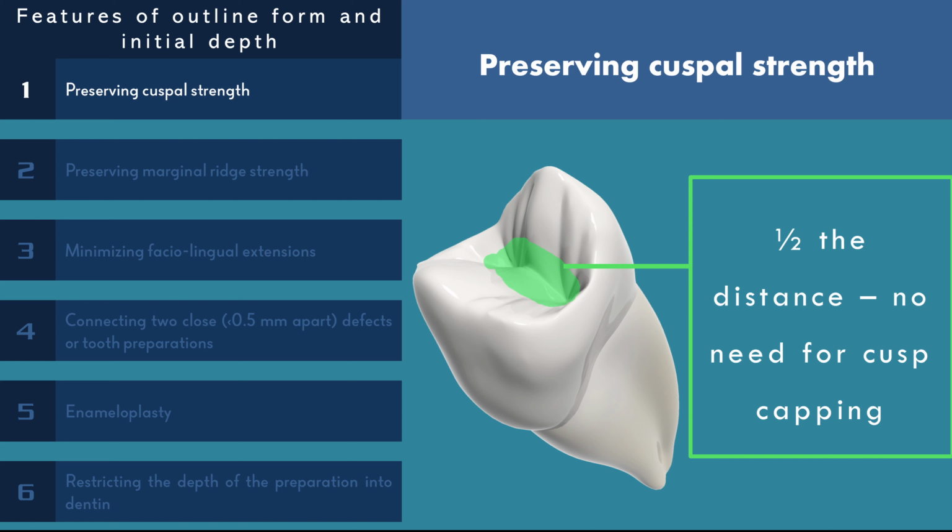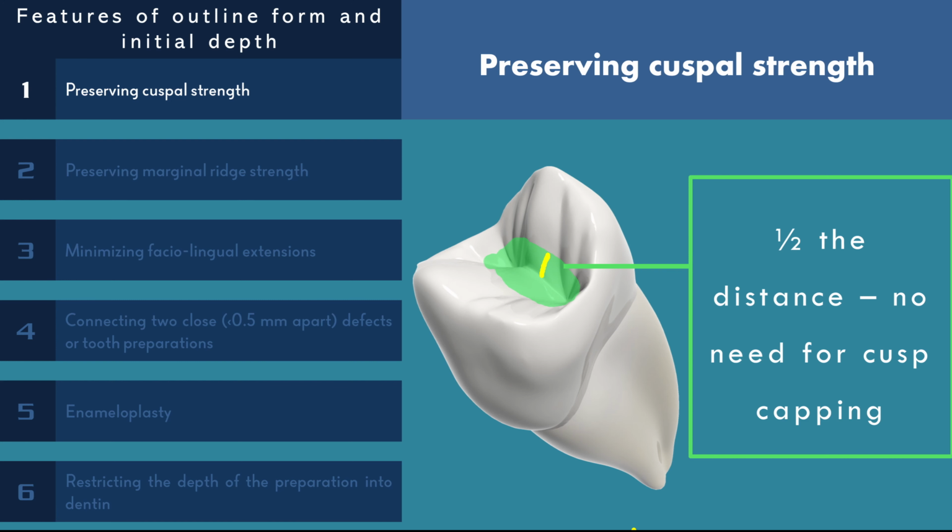So in this picture, we can see that there is a cavity extension which is less than half the distance from the central fissure towards the cusp tip. So in this situation, there is no need for cusp capping.